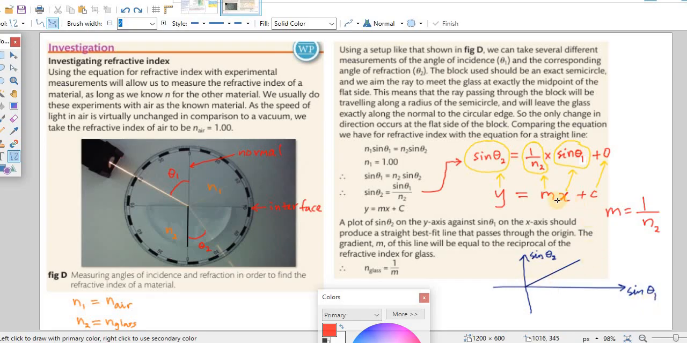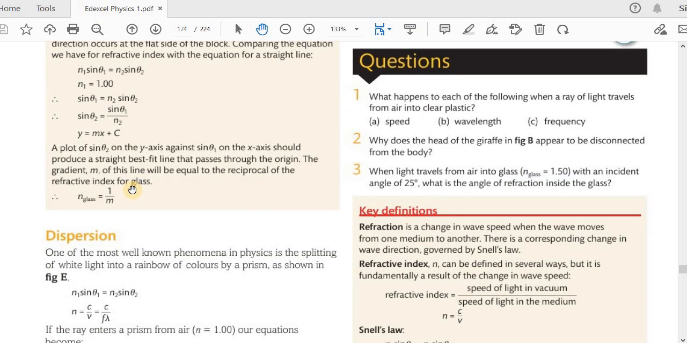and it should be a straight line passing through the origin because it's y equals mx plus c, and the y-intercept is 0. So you get a straight line passing through the origin. You can find the gradient of this graph, and that will give you the refractive index of glass. Okay, so that's how you find it. Now let's go back here. So that's the end of that.